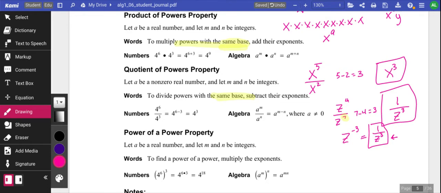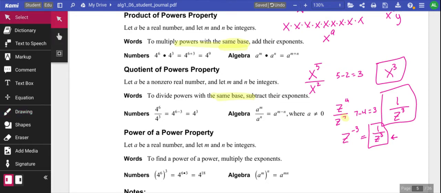So be careful with that. A lot of times that negative exponent isn't super intuitive for people.